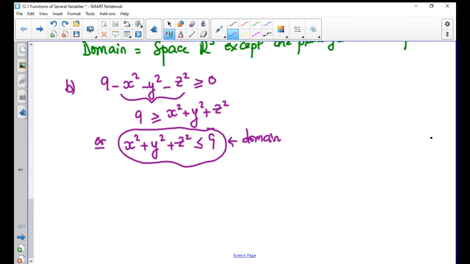Now, where are these points? Where are the points where x squared plus y squared plus z squared is less than or equal to 9? First, suppose I say, where are the points where x squared plus y squared plus z squared is exactly equal to 9? Of course, you have 0, 0, 0, but what is it if I put exactly equal to 9?